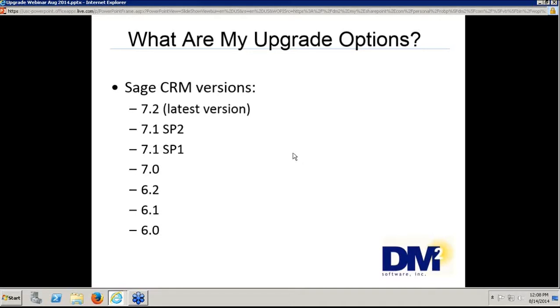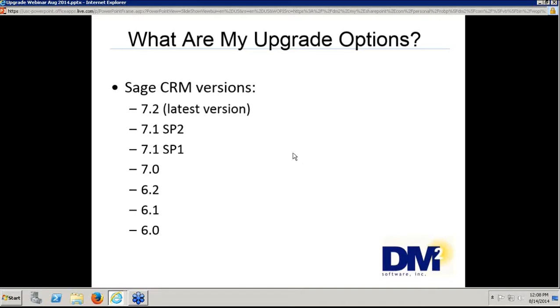So a lot of the considerations to stepping up to the latest version involve technology. 7.2 is the latest version, and you need to have Windows Server 2008 R2 and SQL Server R2 to run that. So that's a pretty big consideration. Usually you need to move it to a new server to do the upgrade, and you need to plan out that whole process. So these are the primary versions.